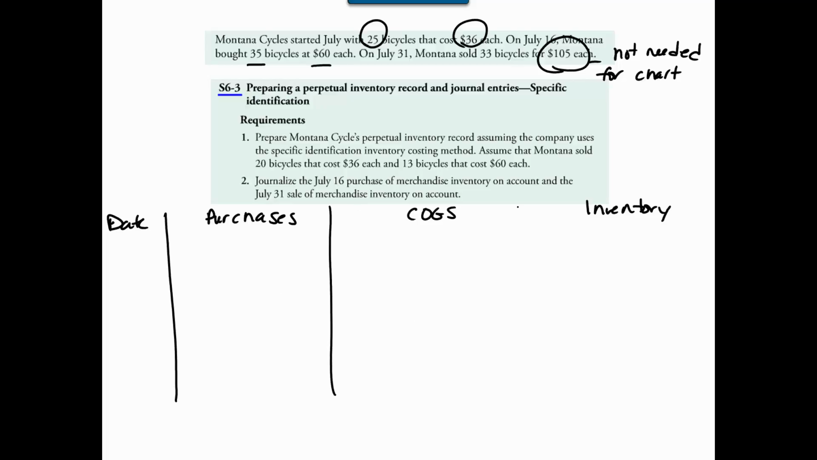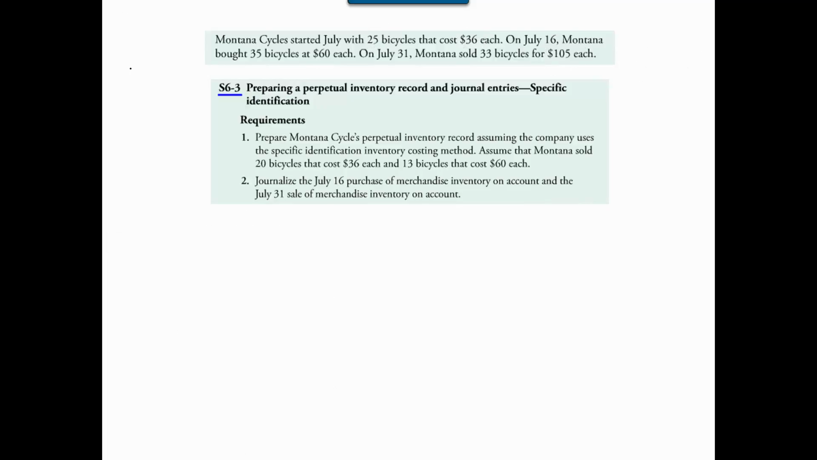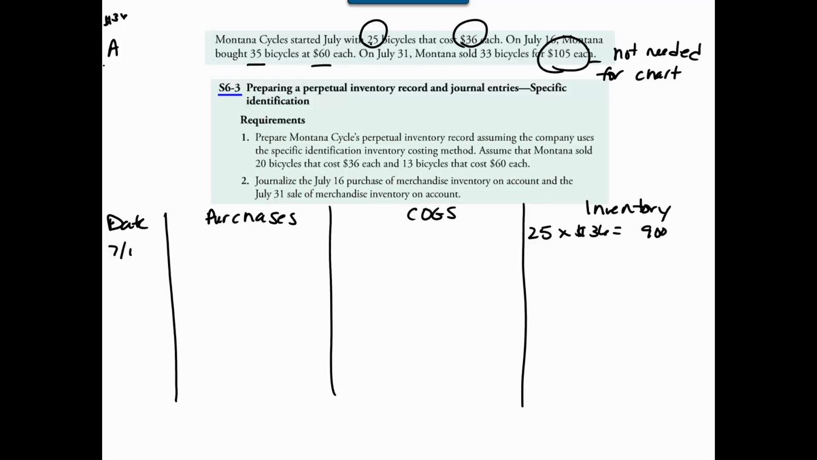So purchases, cost of goods sold. On 7/1, I started with 25 bikes at $36 each. So 25 bikes at $36 each means I have $900 in inventory. If I want to look at it this way, here's shelf A, which holds things that cost $36, and I've got 25 of those.